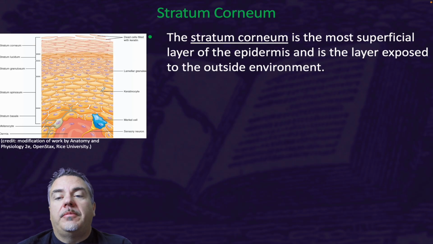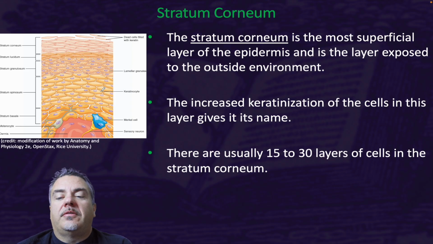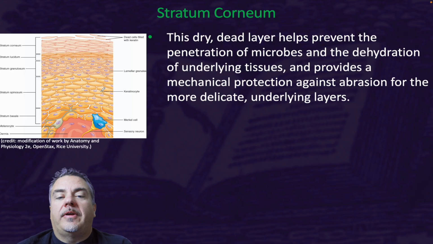The stratum corneum is the most superficial layer of the epidermis and is the layer exposed to the outside environment. The increased keratinization of the cells in this layer gives it its name. There are usually 15 to 30 layers of cells in the stratum corneum. This dry, dead layer helps prevent the penetration of microbes and the dehydration of underlying tissues and provides a mechanical protection against abrasion for the more delicate underlying layers.